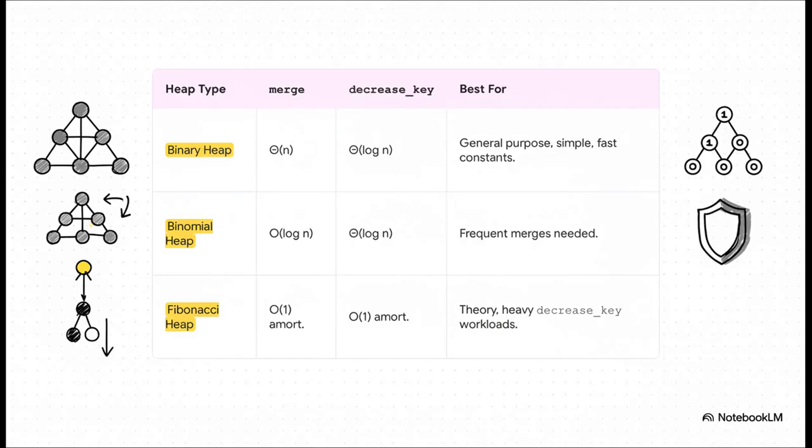Now, I should mention, the binary heap we've been talking about isn't the only game in town. There are more complex versions, like binomial and Fibonacci heaps. They can be way faster for specific operations, like merging two heaps together, but they're also much more complicated. Honestly, for most day-to-day problems, the simple binary heap is your best friend.